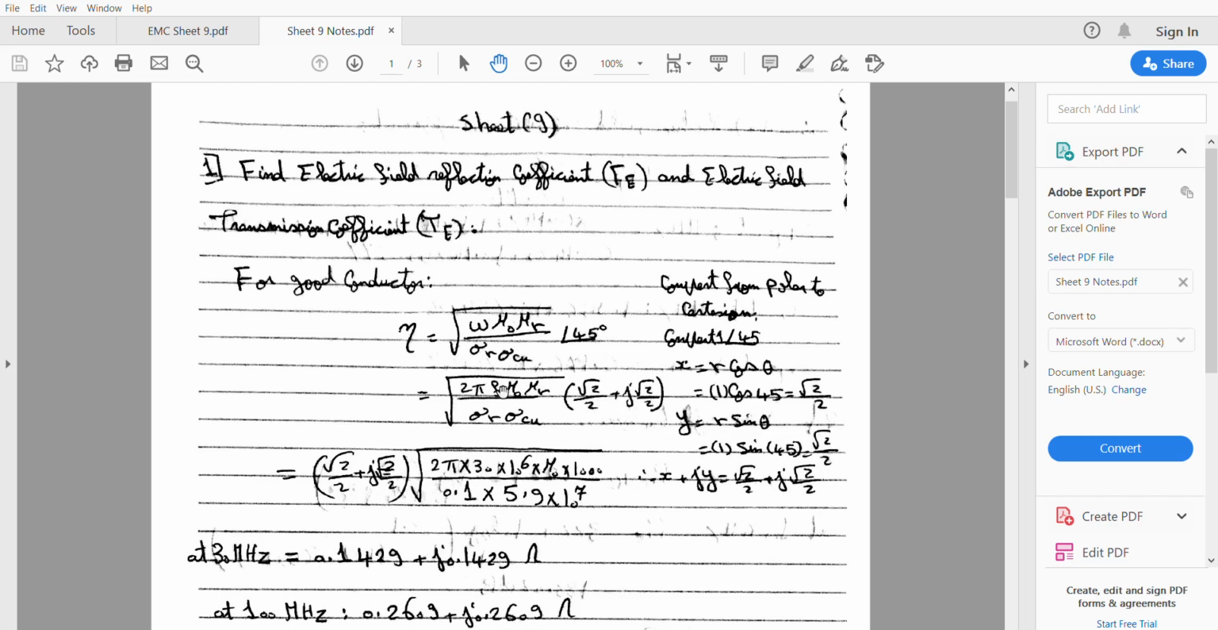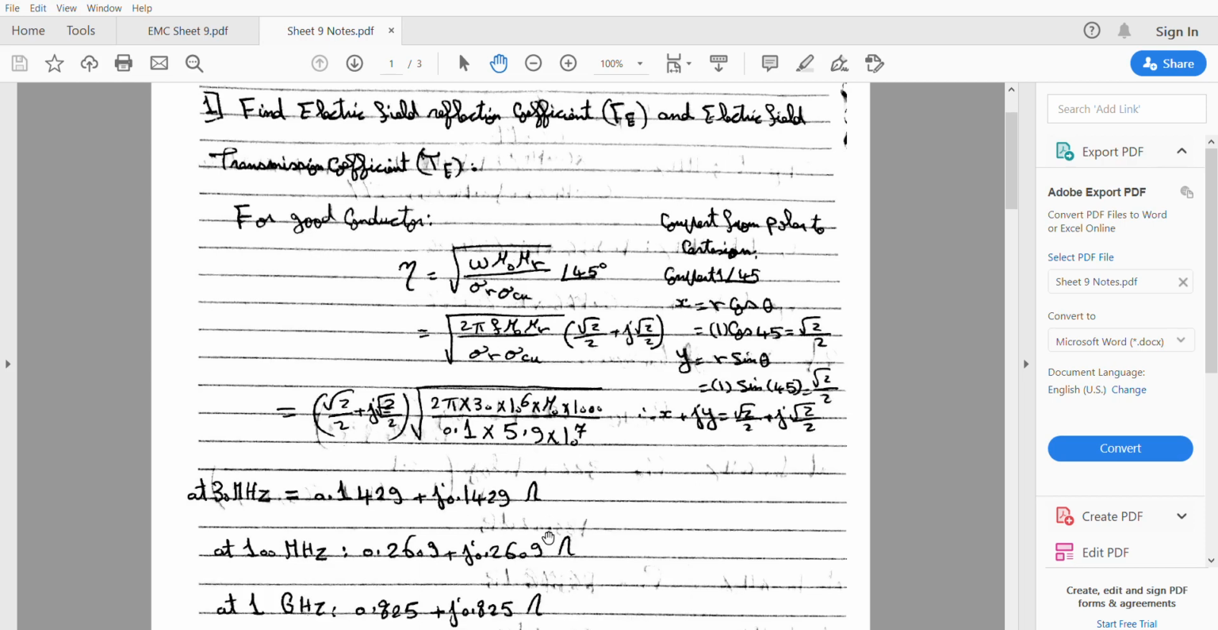Now we need to get it at 100 MHz. So all we need to do is change the frequency variable here to 100 MHz. Finally, we need to get the value of the intrinsic impedance at 1 GHz. So we substitute f by 1 times 10 to the power 9, and we get the intrinsic impedance equal to 0.825 plus j 0.825.